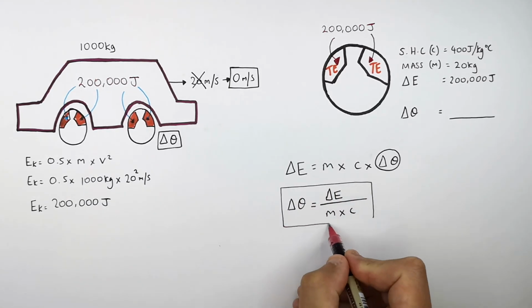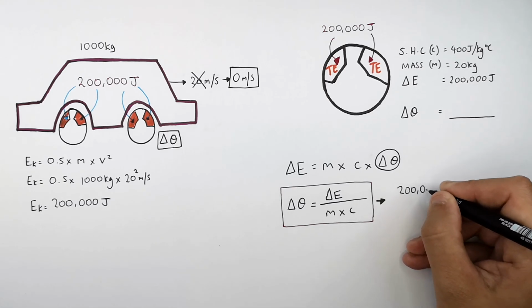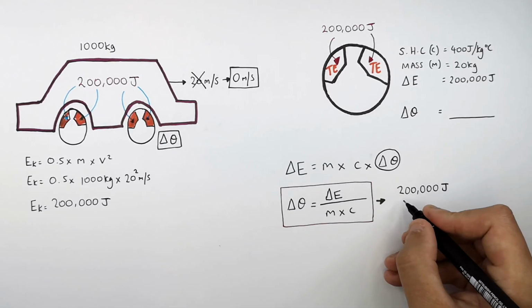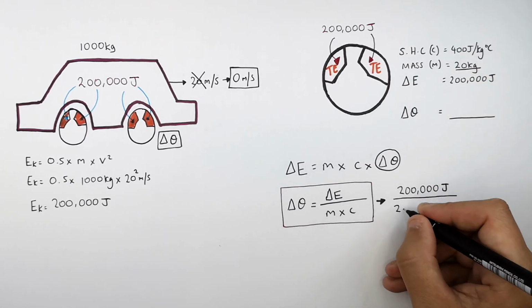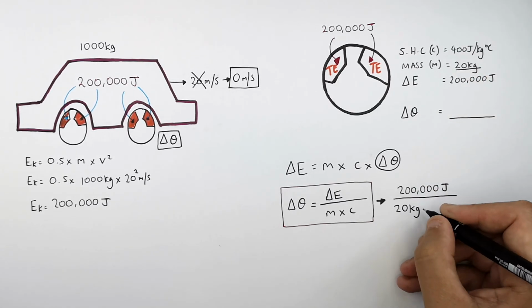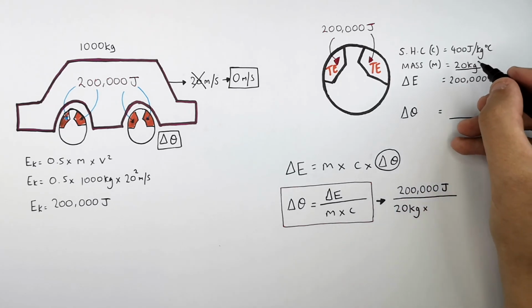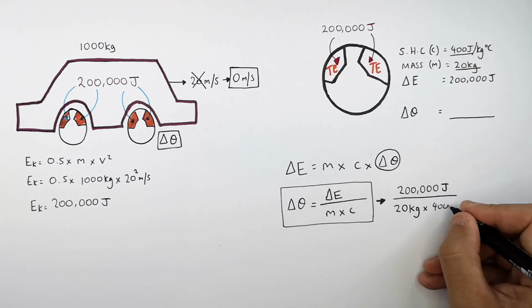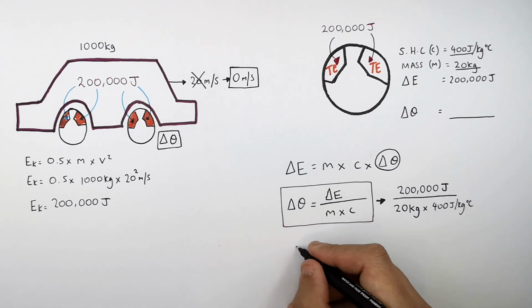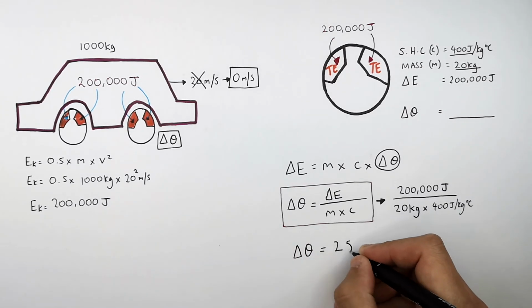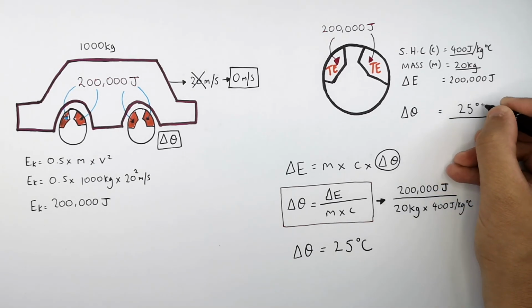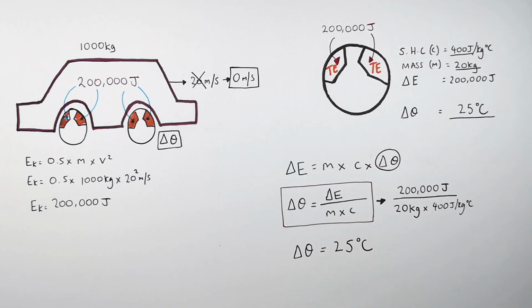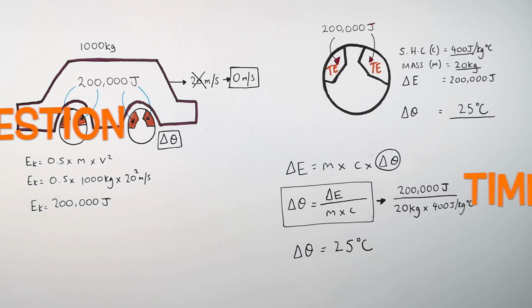So let's now substitute in the numbers: 200,000 joules transferred into the brakes from the kinetic store of the car, divided by the mass of the brakes, 20 kilograms, times the specific heat capacity of the brakes, which is 400 joules per kilogram per degree Celsius. That gives you a temperature change of 25 degrees Celsius. So the brakes will have increased by 25 degrees Celsius because energy has been transferred into the thermal energy store of the car's brakes.